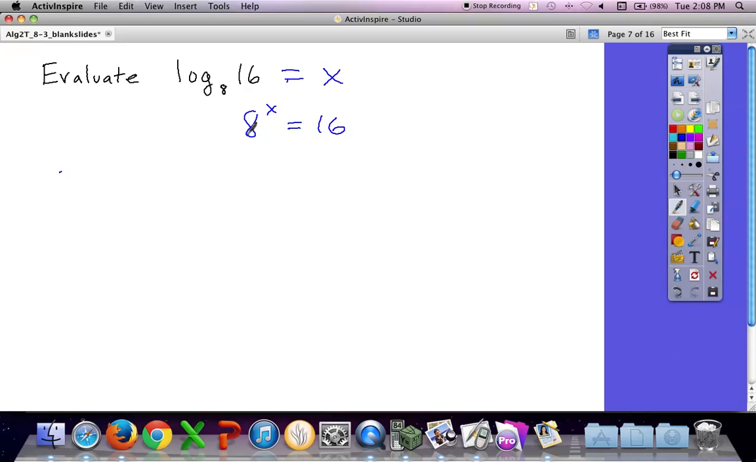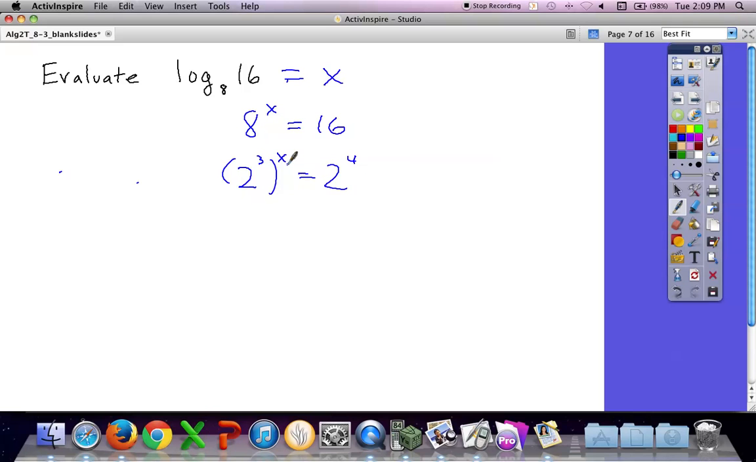So 8 is 2 to the third. 16 is 2 to the fourth. So you would have to recognize that. (2 to the third) to the x equals 2 to the fourth. Okay, now how do we simplify powers of x, properties of exponents?